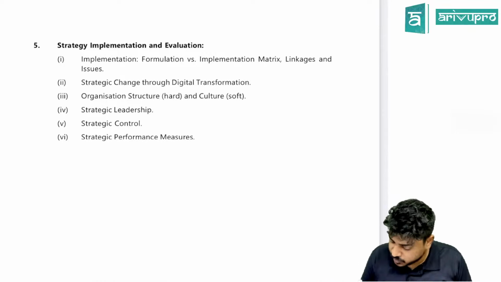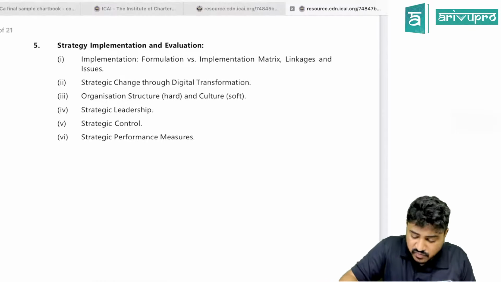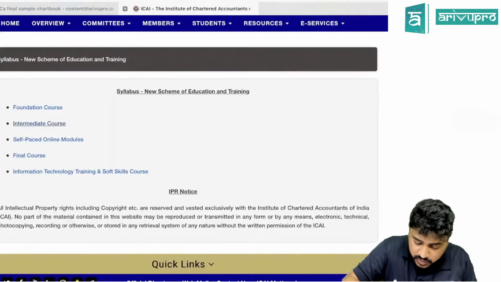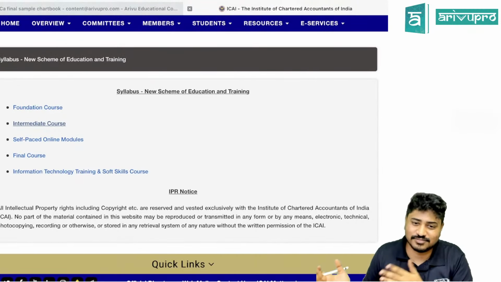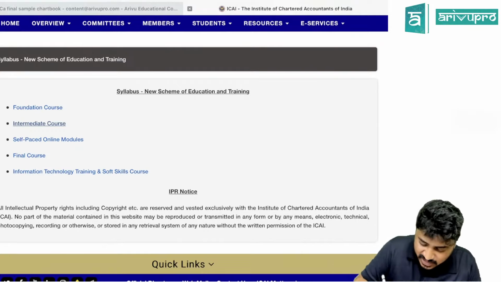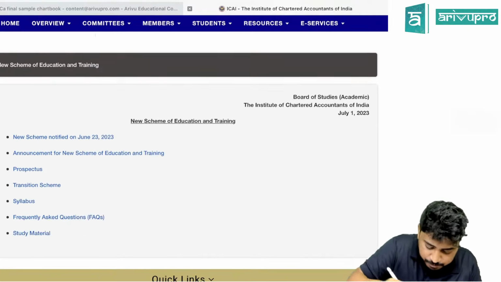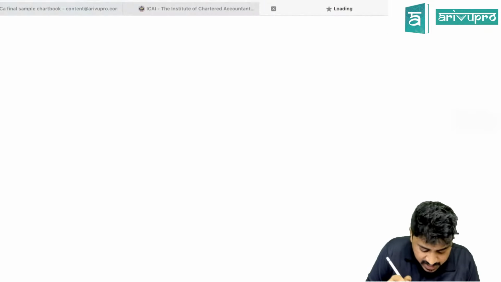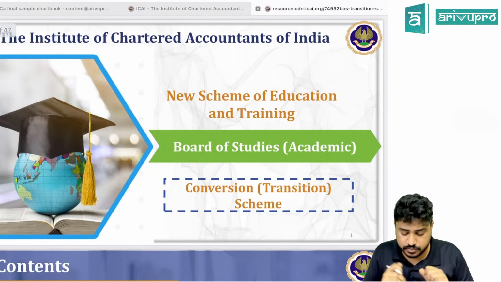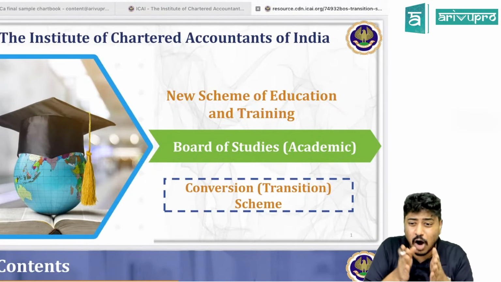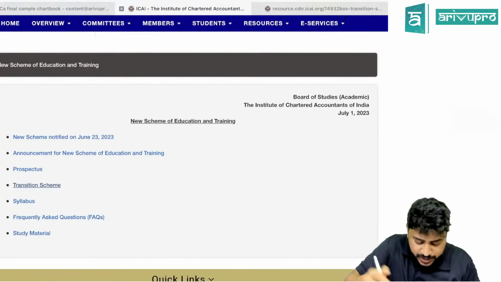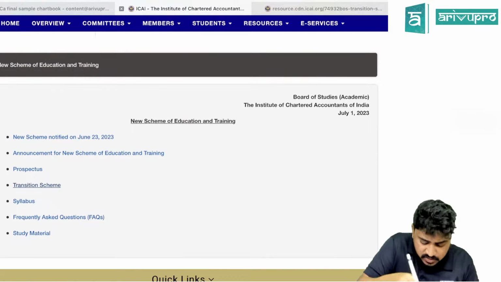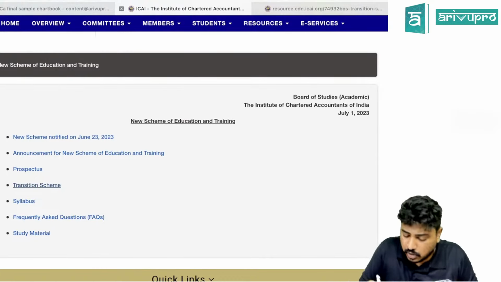Are we clear? Now, the questions which will come up. What are the questions? Sir, I cleared group 1, what happens to group 2? Right? Those questions are there. We will answer them. Transition scheme: what is this transition scheme? It means how to convert the old syllabus to the new syllabus. Now I want you to go into detail. I'll put this in the link below.